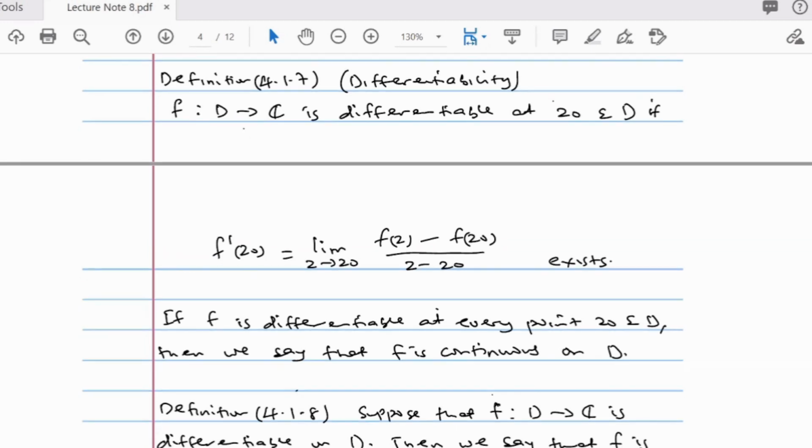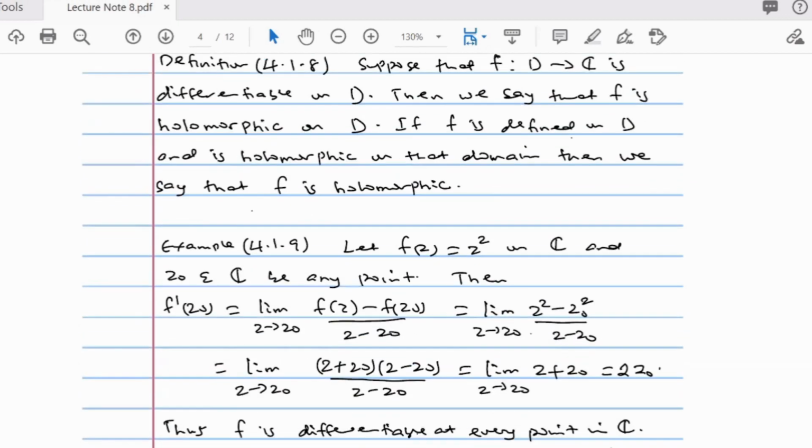Okay, let me give you an example on how to compute the limit. So we have f of z equals z to the power 2 on the set of complex numbers. Let us see whether f is differentiable on the whole of C. So let's start with a point z0 in C. By definition, let's compute this limit as z tends to z0 of f of z minus f of z0 over z minus z0.